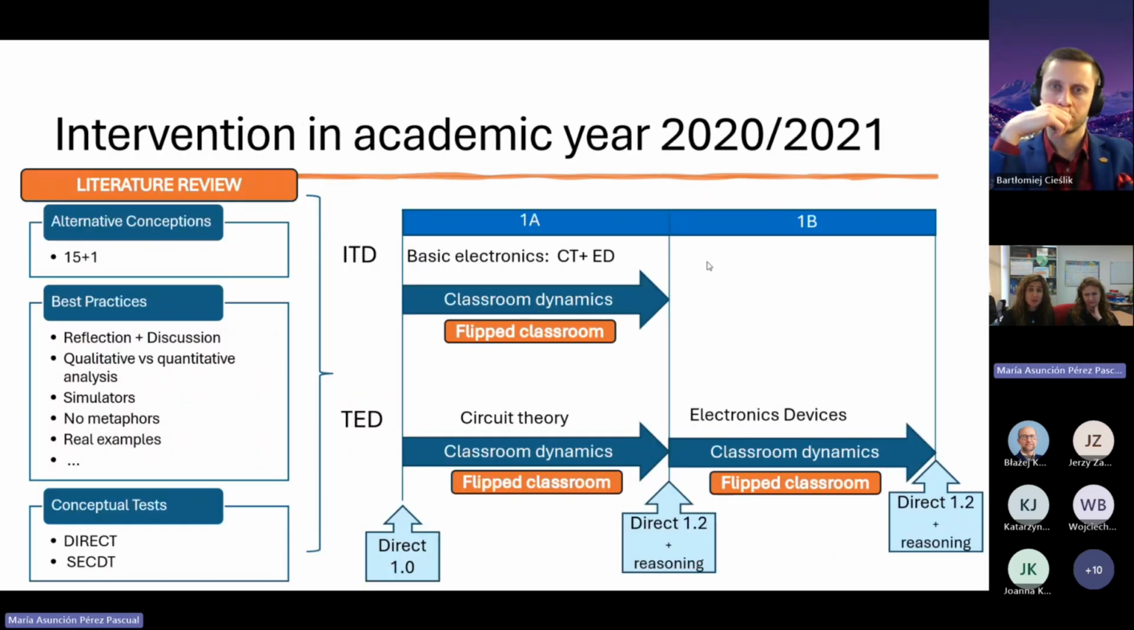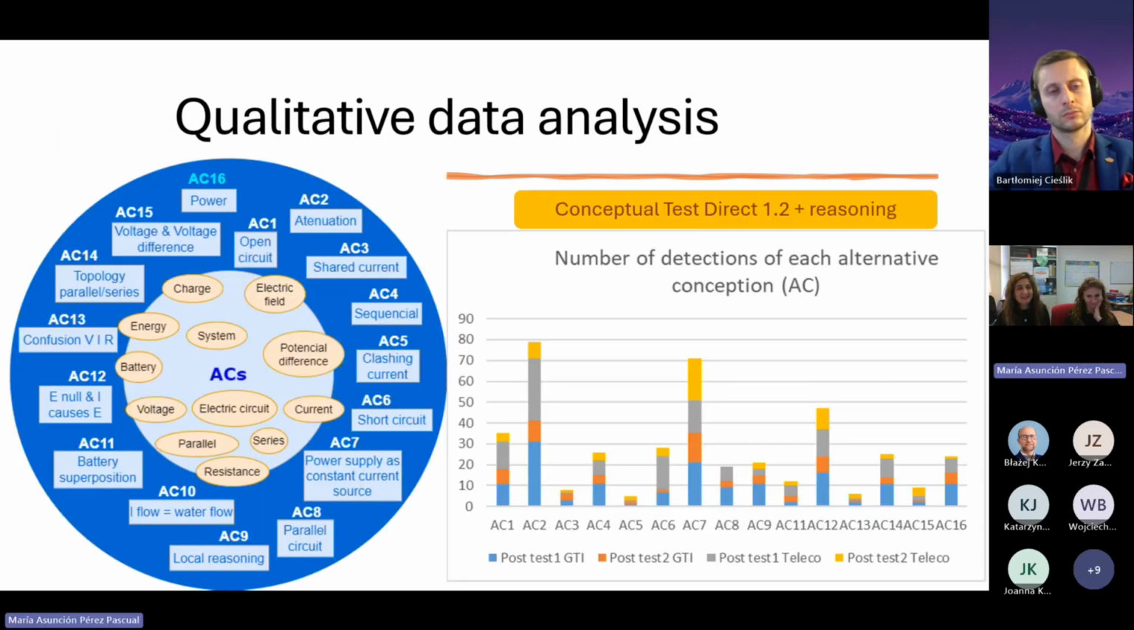Okay, all this information, we have it on our LMS. So we extracted like four enormous Excel files with all the reasonings for each of the 29 questions of the test, each student's reasoning, so these four Excel files with hundreds of reasonings. Asun and I independently analyzed all this information, trying to assign to each reasoning some of the alternative conceptions we identified in the literature that we have here.